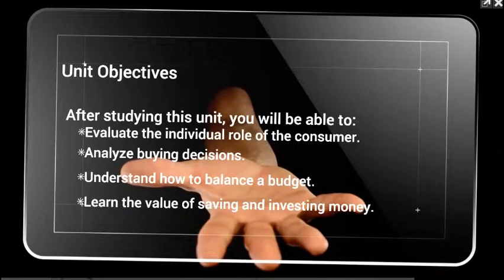Our unit objectives. After studying this unit, you will be able to evaluate the individual role of the consumer. You'll be able to analyze buying decisions, understand how to balance a budget, and learn the value of saving and investing money.